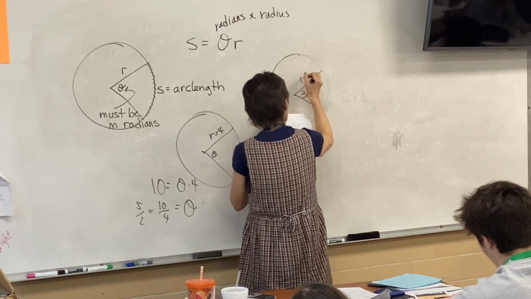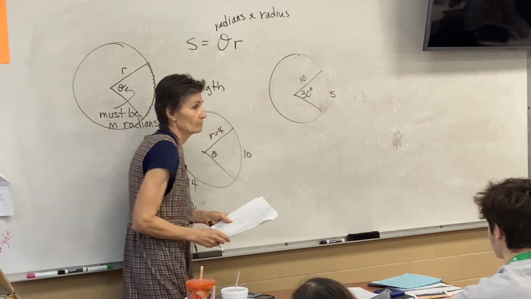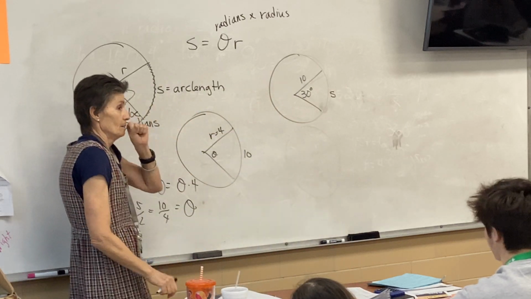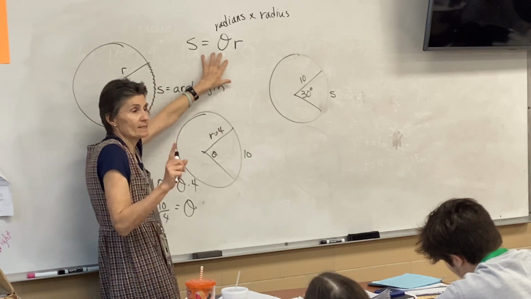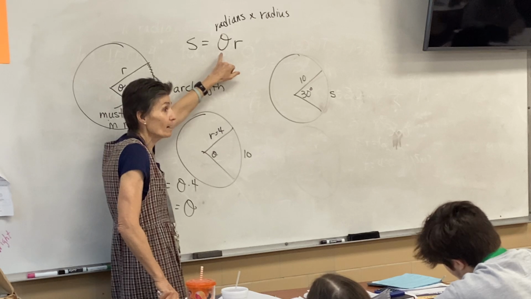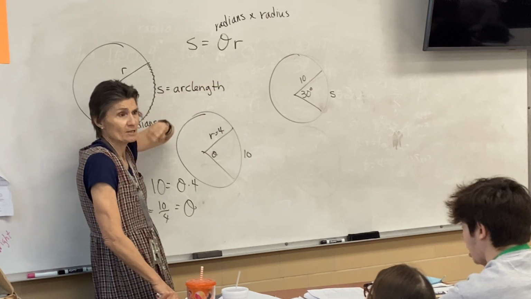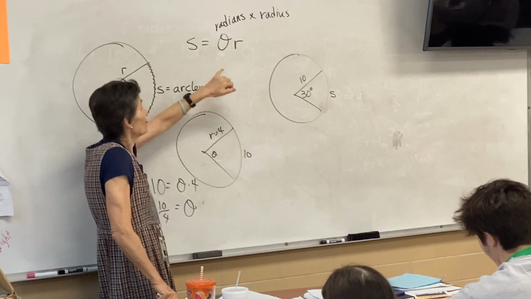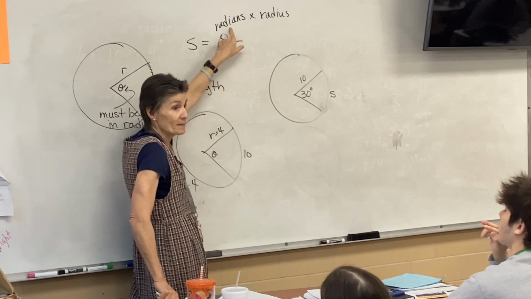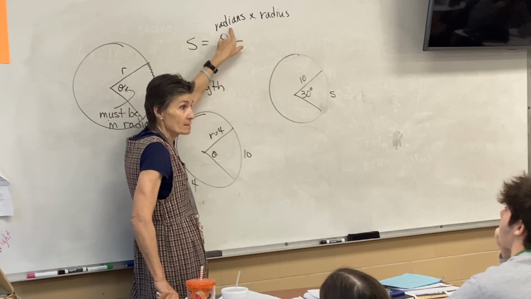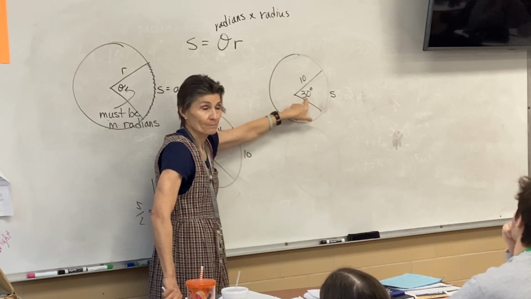Degrees, the radius is 10, and the arc length is, we don't know. Here's the formula. If you don't like using theta, you can call that x. It's just like algebra class. The variable doesn't really matter. Just remember, though, what do we know about theta? It has to be in radians. So you can't use 30.